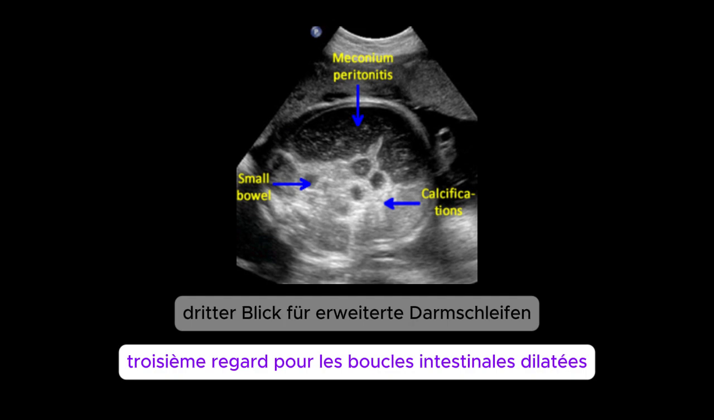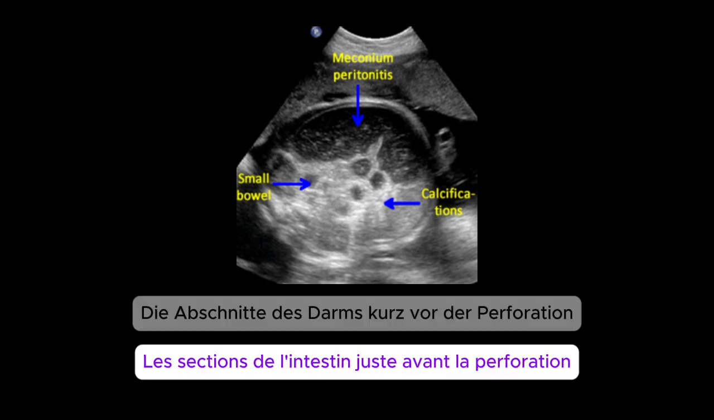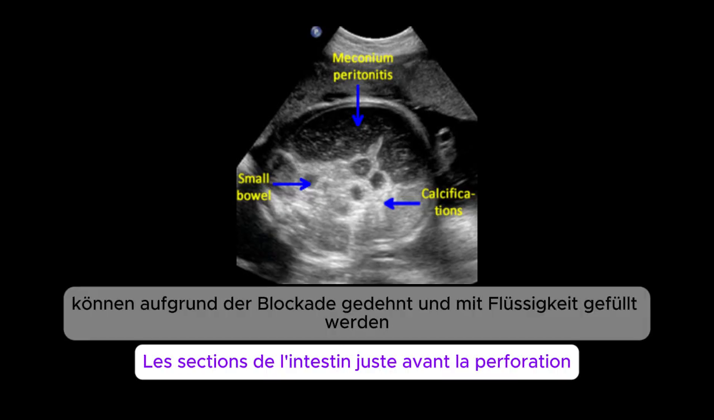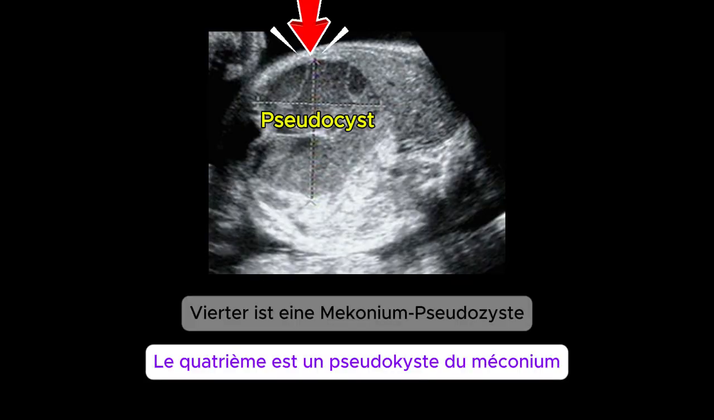Third, look for dilated bowel loops. The sections of the intestine just before the perforation can become stretched out and filled with fluid because of the blockage. Fourth is a meconium pseudocyst.